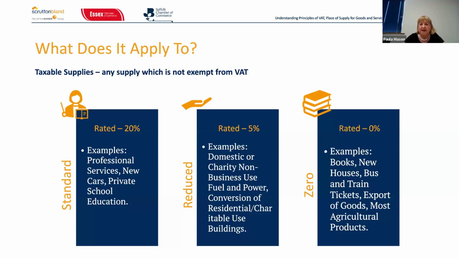And then we also have the zero rate of VAT, which is a taxable supply, but at a zero rate. And examples of that are books, new houses, things like bus and train tickets, exporting of goods from the UK, and most agricultural products.